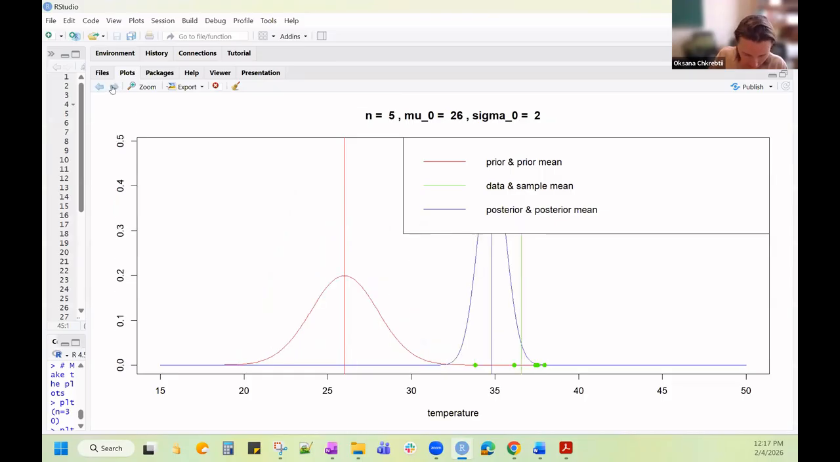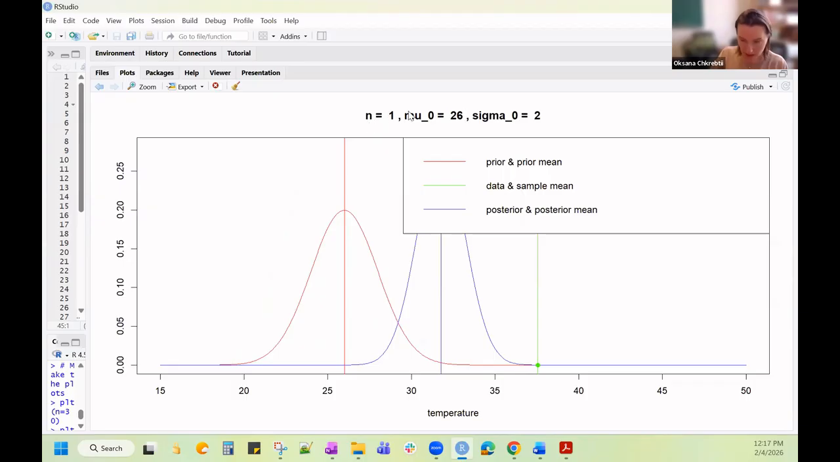So first, let's look at low sample sizes. This is only a single sample, n equals 1. The prior mean is this red line. The sample mean of the data, the y bar, is this blue vertical line. The red density is your prior density, and the green here is the sample mean of the data. The blue is the posterior density, and the blue vertical line is the posterior mean.